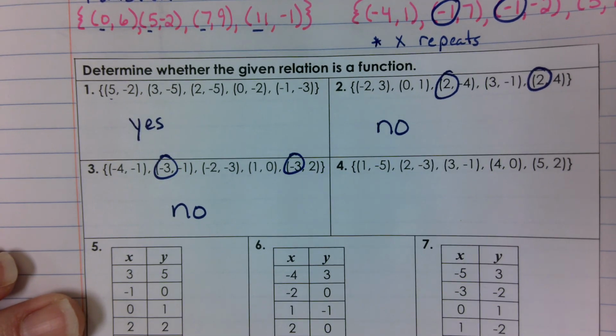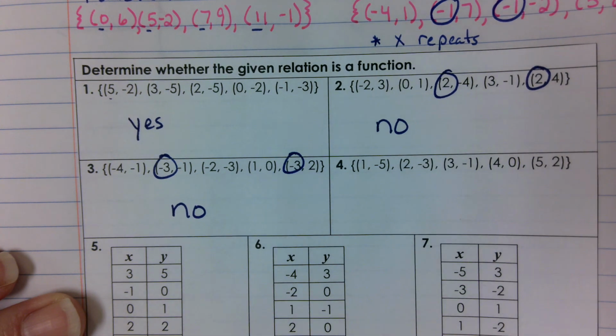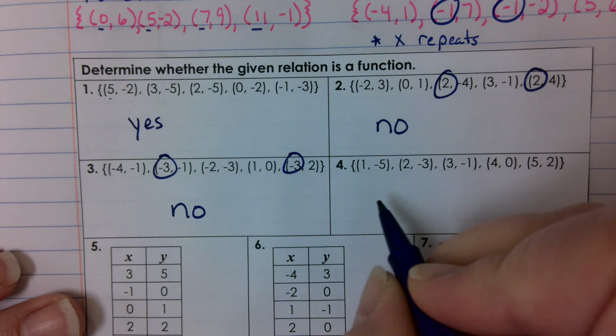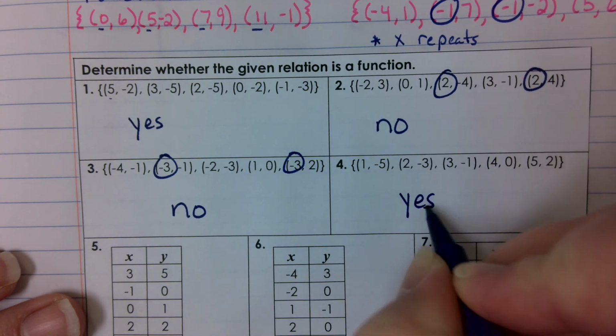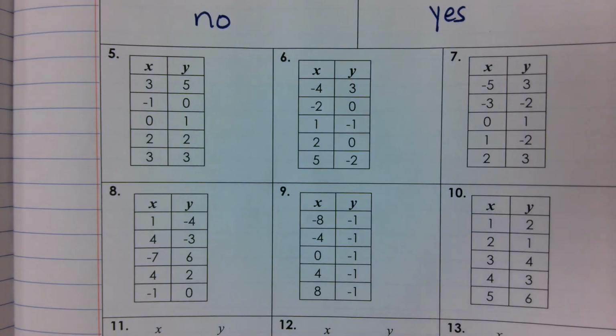All right, number 4, I want you to do for me. Look at your x values. Do they repeat? Is that a function? Correct, they don't repeat, so this is a function. Great job. Okay, now we're going to look at these as tables.